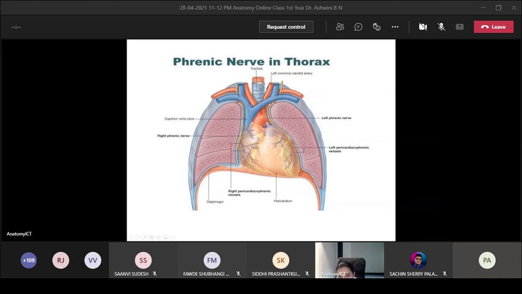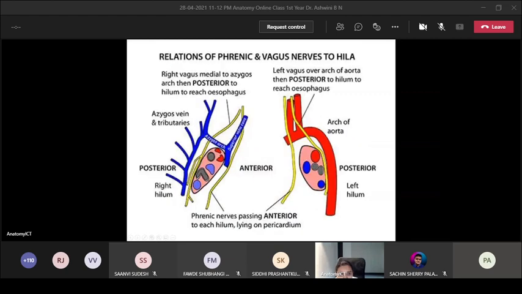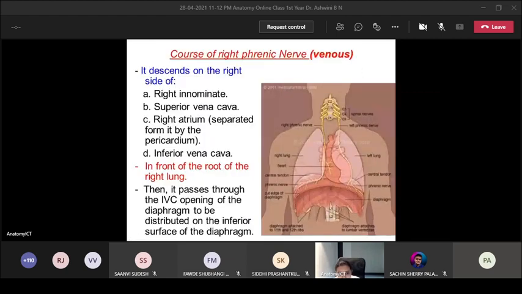Whereas on the left side, as we have the arteries, this is the left subclavian. This is about the right. Okay, the right innominate vein is nothing but the right brachiocephalic vein. Then right superior vena cava, right atrium, and the inferior vena cava.